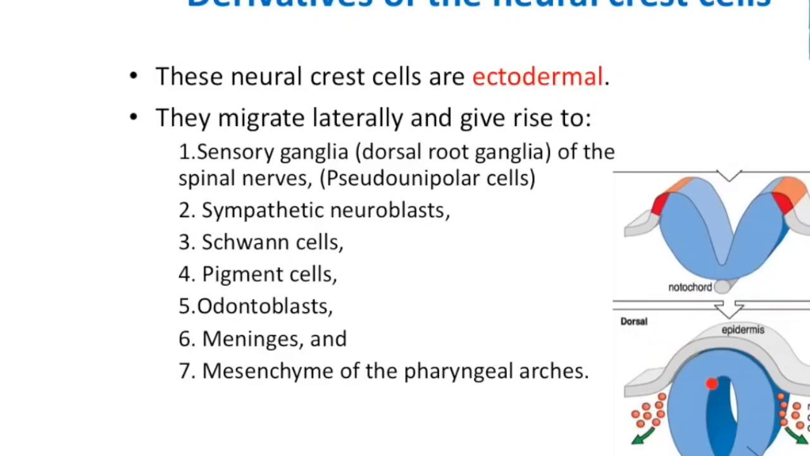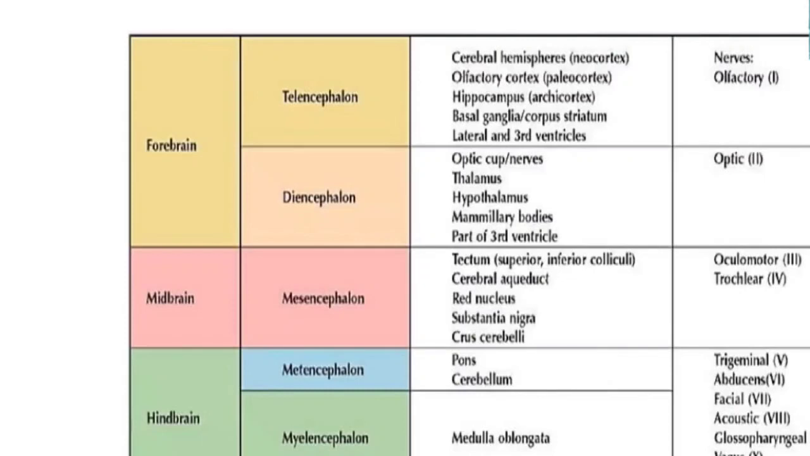And then, as you can imagine, they're near this part of the cells, so they're near axons. So they'll eventually give you the sympathetic neuroblasts, the Schwann cells, pigment cells. They also give odontoblasts and the meninges and mesenchyme of the pharyngeal arches. In this figure, I just wanted to summarize everything, so you go through it.